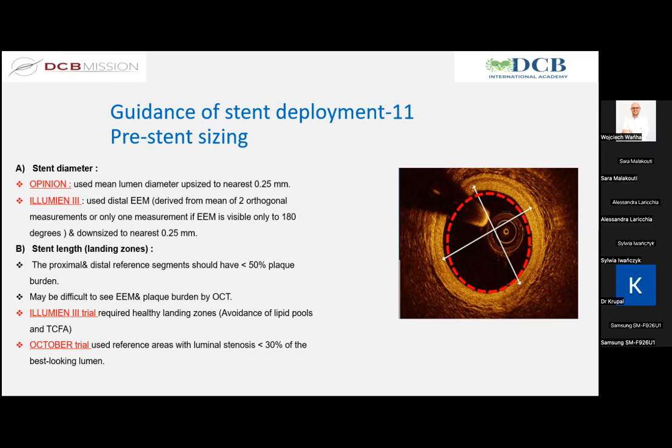About the stent length or the landing zone, the proximal and distal reference segments should have less than 50% plaque burden. It may be difficult to see the external elastic membrane and plaque burden by OCT if it has a high lipid content. The ILUMIEN 3 trial required a healthy landing zone with avoidance of lipid pools and thin-cap fibroatheroma. The OCTOBER trial used the reference area with luminal stenosis of less than 30% of the best-looking lumen.